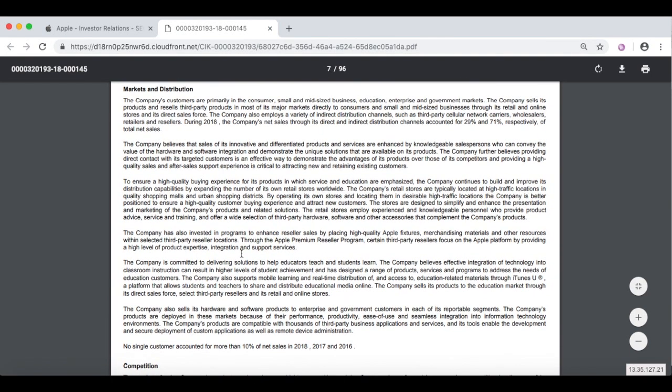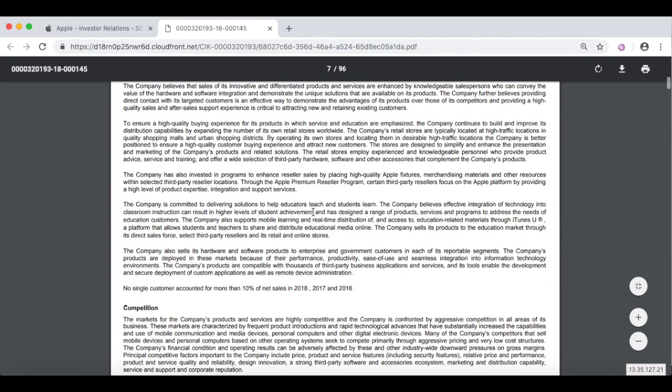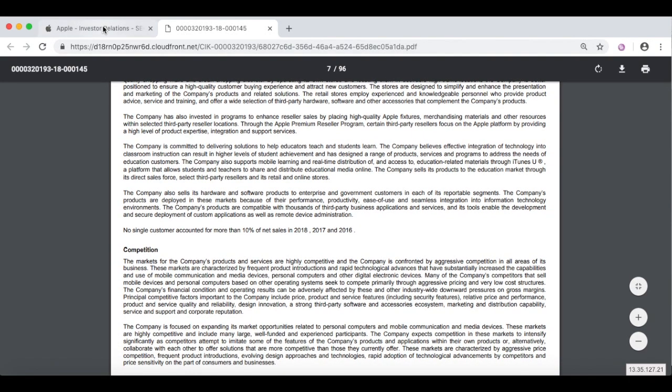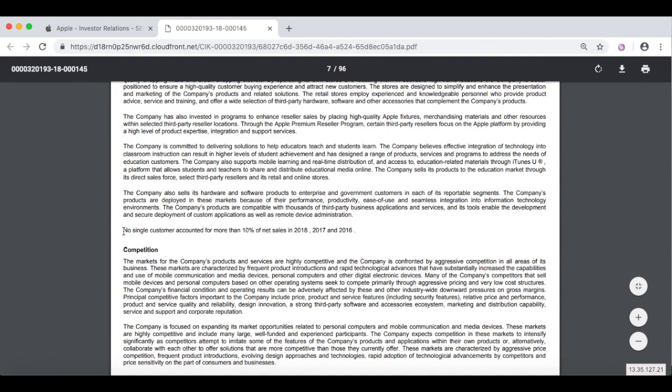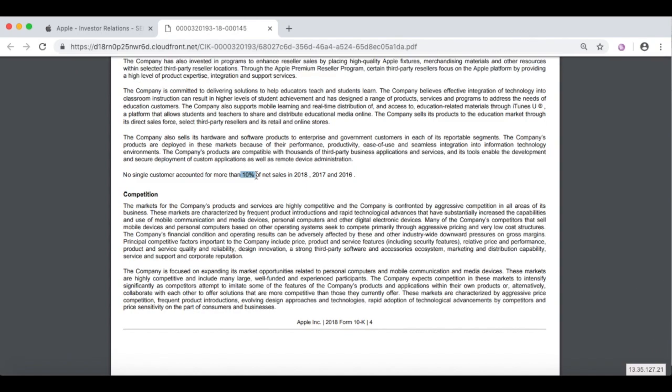But obviously with Apple, gosh, they have a lot of markets and distribution. So this is a fairly lengthy segment. One interesting segment that often makes its way into the 10Qs, the quarterly reports, and the annual reports is a single customer dominating the company. I think this 10% might be an SEC number, it might be an arbitrary number. I'm not exactly sure, but pretty sure the SEC requires companies, since I see this a lot, no single customer accounted for more than 10% of net sales.